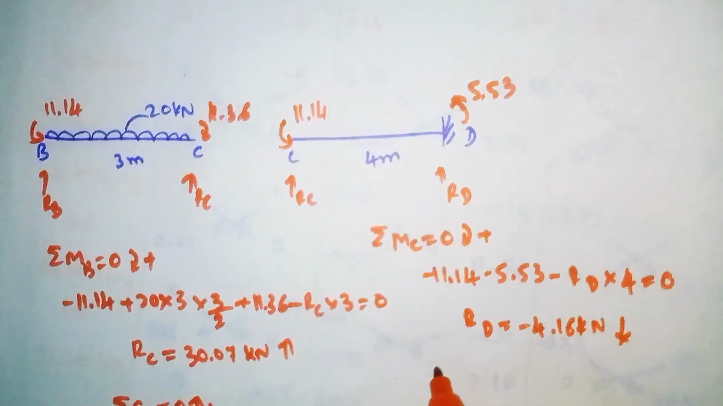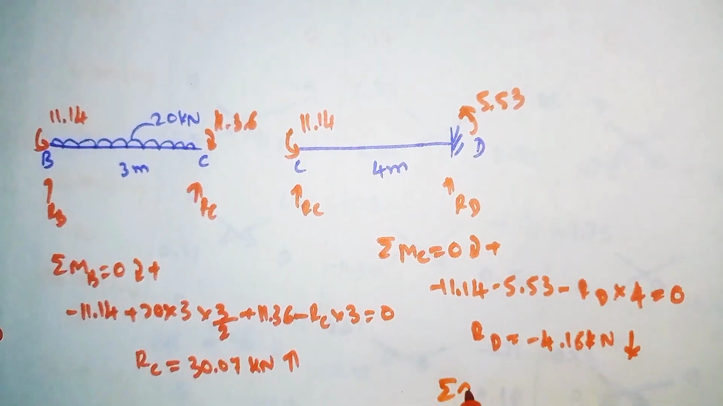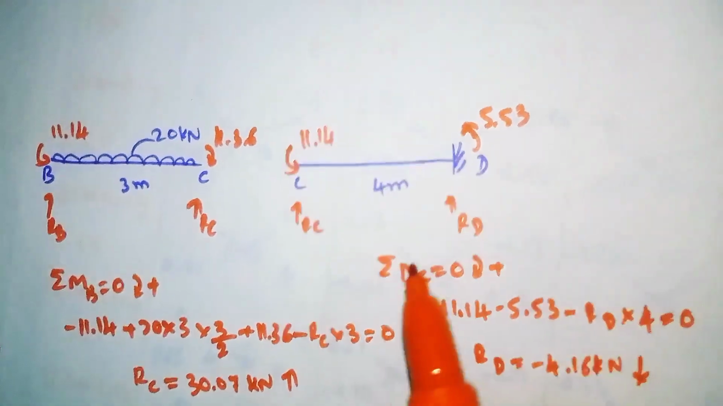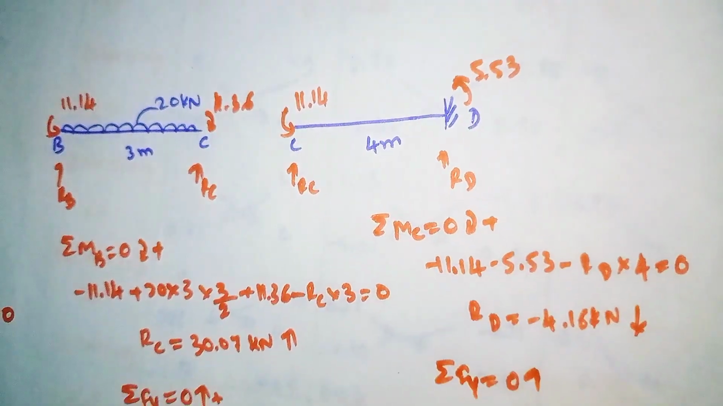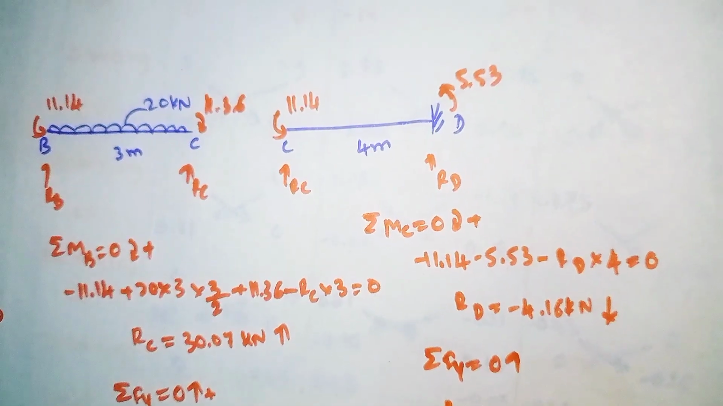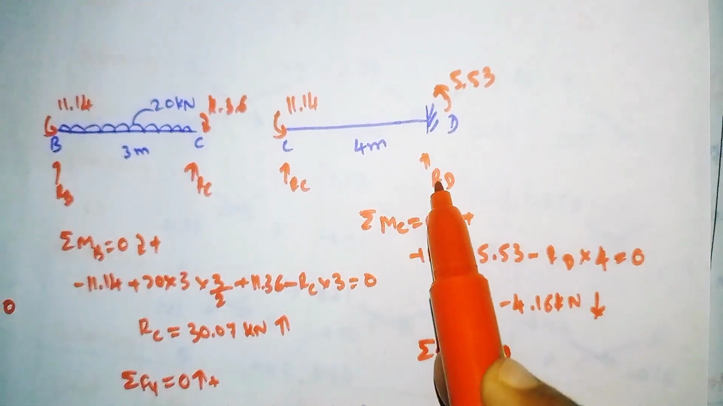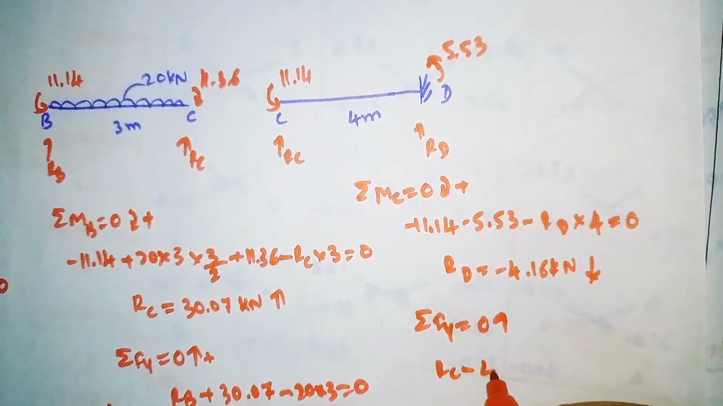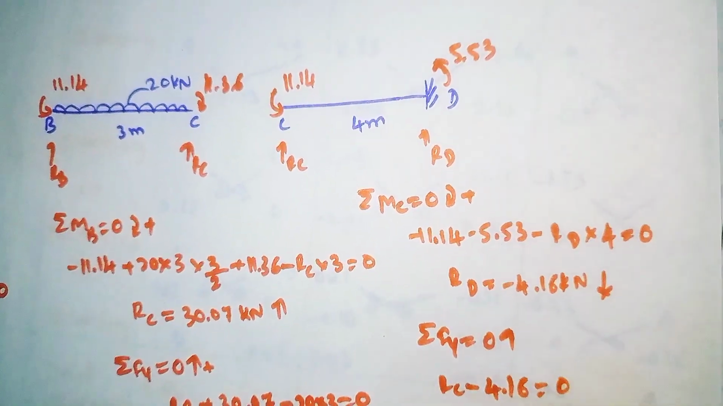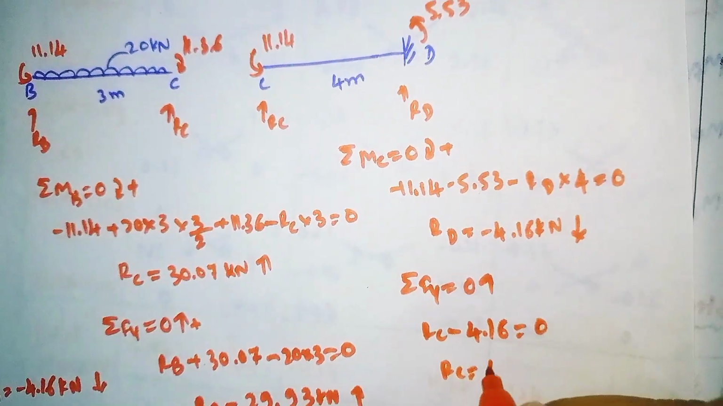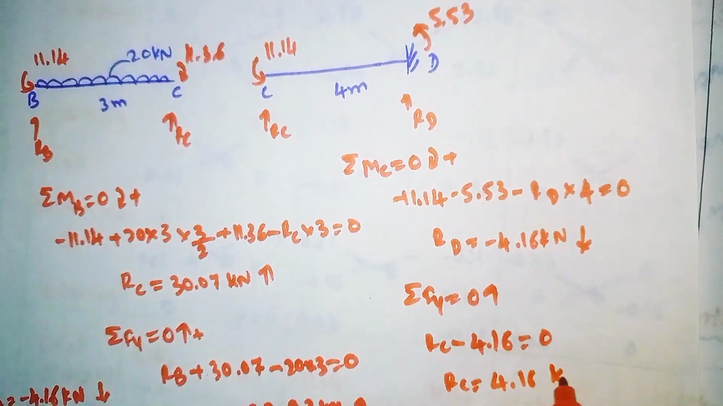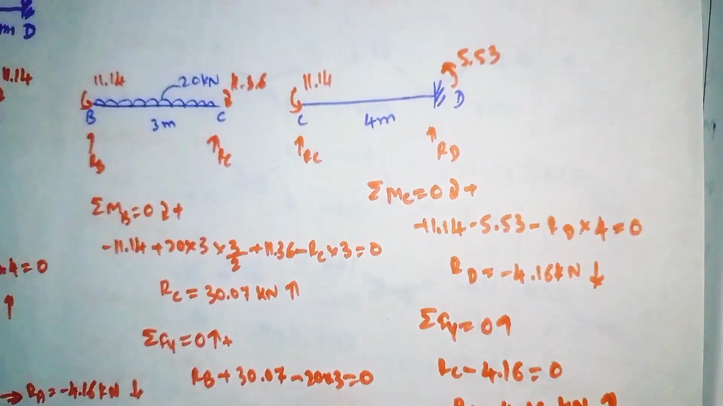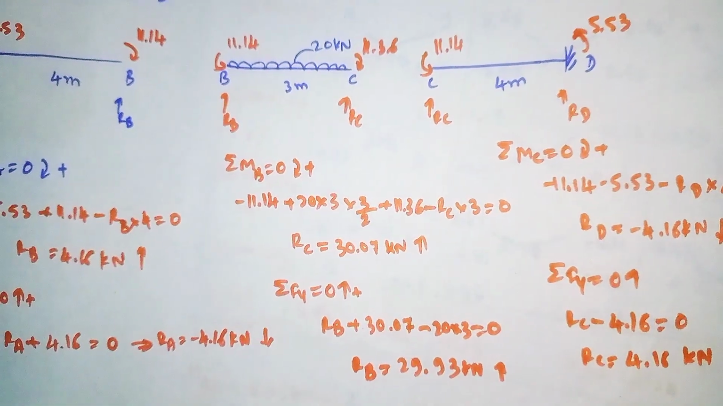Next we'll find out RC. For that, summation of Fy is equal to 0, upward positive. So the upward forces are RC and RD, so RC plus the RD value we got, that is minus 4.16. I am directly substituting that value. RD value is minus 4.16, is equal to 0. So our RC value will come out as 4.16 kilonewton. So it is positive, it means it is moving upward. So these are the reactions we need to find out.